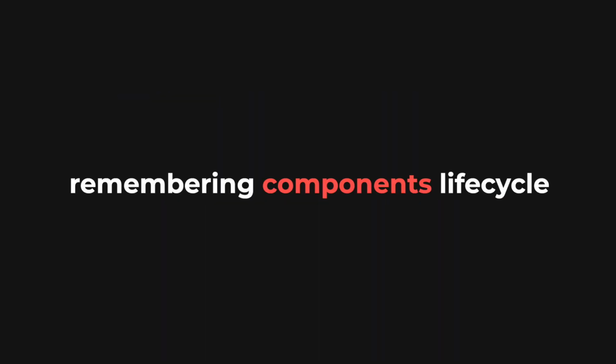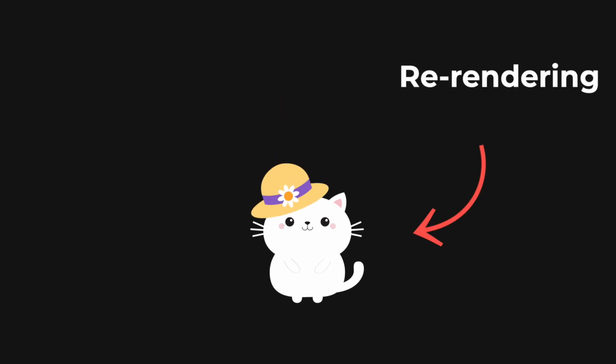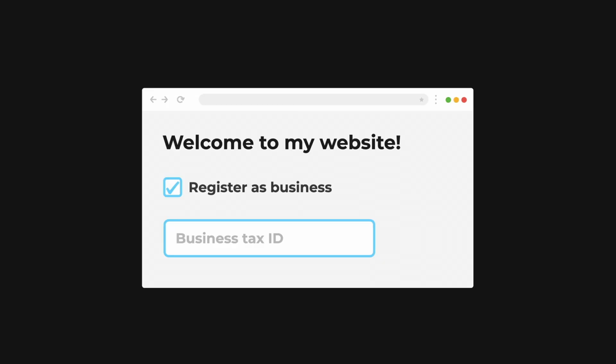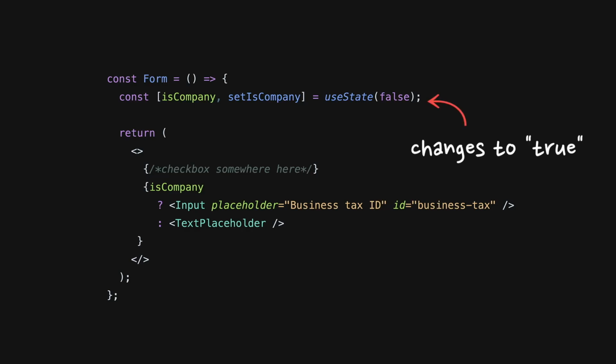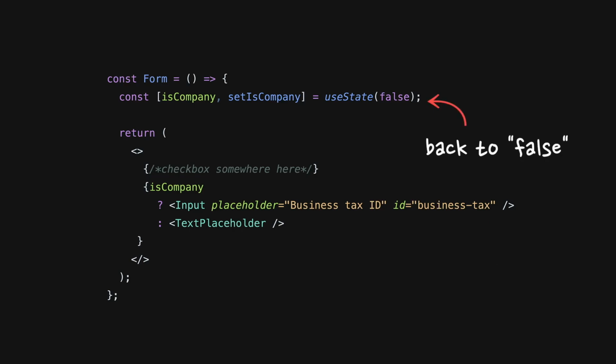Remember in the first episode we talked about the component's lifecycle. When a component is first needed on the screen, it's mounted. If it needs to be updated with some data, it re-renders. When it's not needed anymore, it's unmounted. The form is an example of all three of those. When I change the state from false to true, this component re-renders. When this happens, the input component is mounted and the text placeholder component is unmounted and removed. If I flip the state back to false, then the input component is unmounted, the instance is deleted and everything that was typed there will be lost.